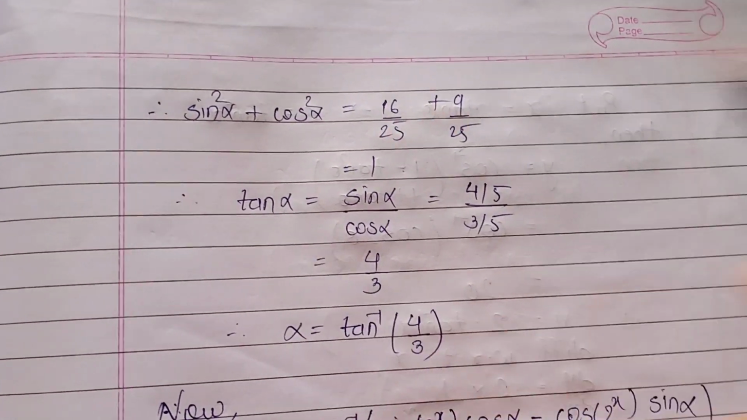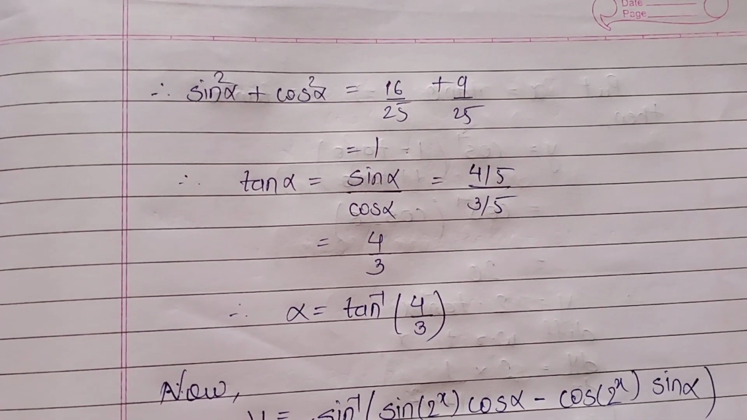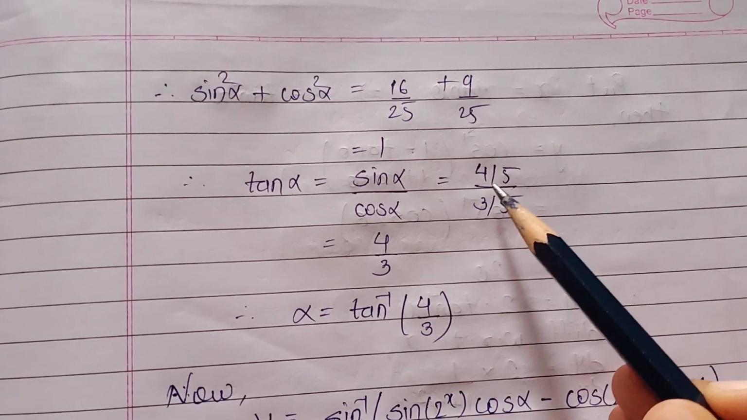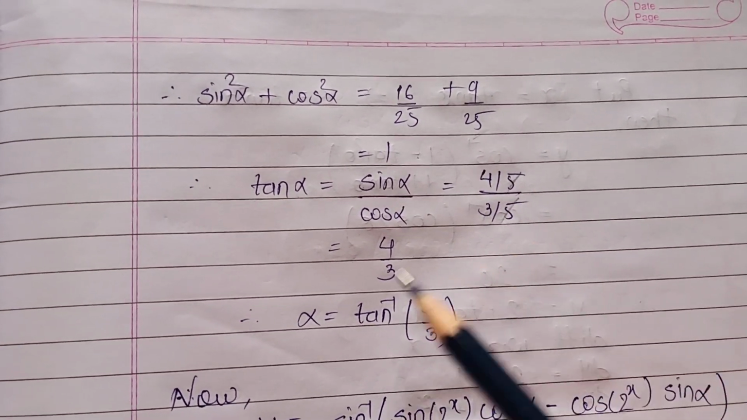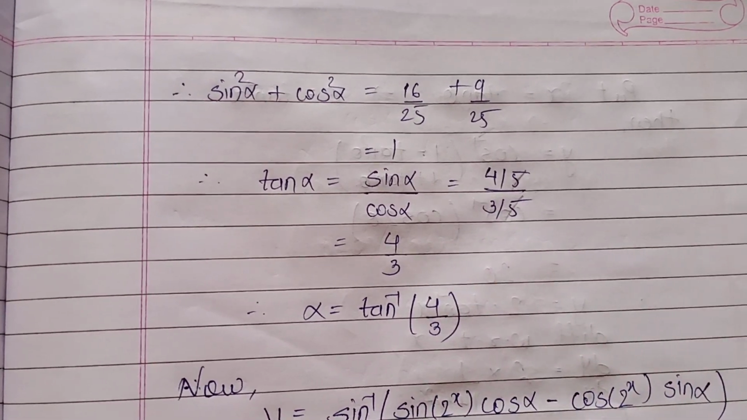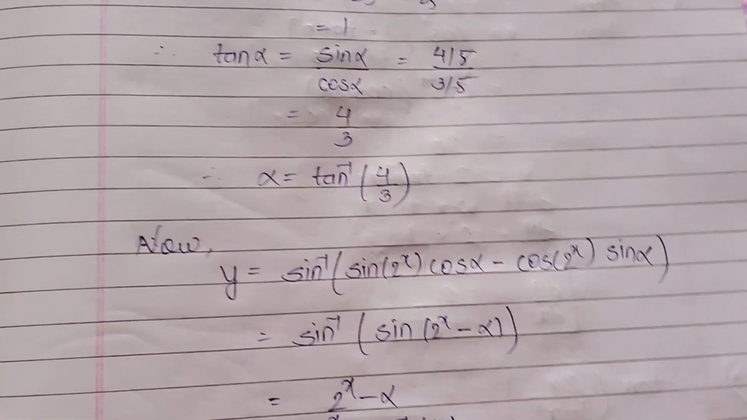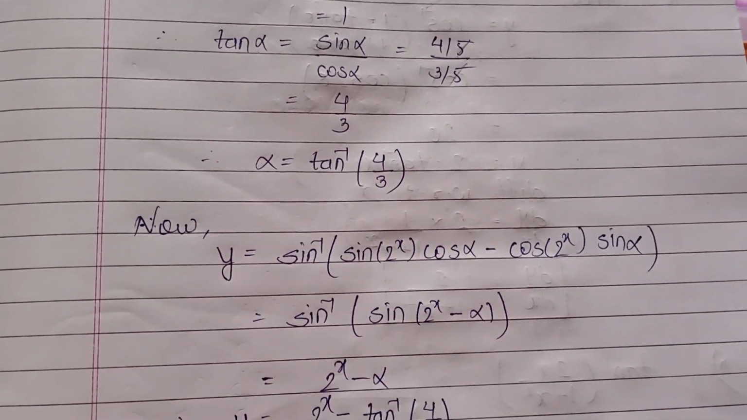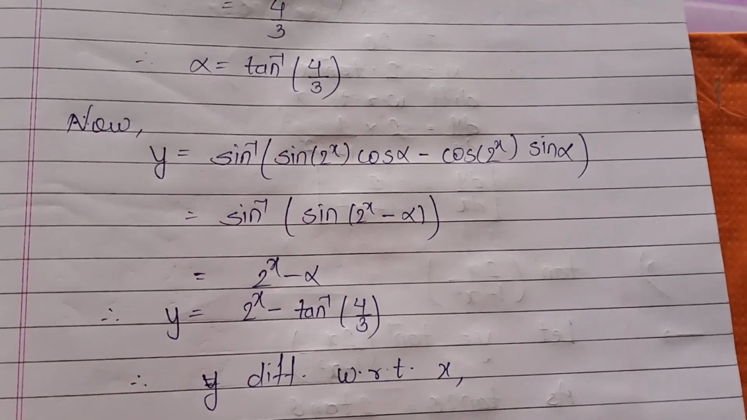And find tan alpha also. So tan alpha is equal to sin alpha upon cos alpha. After cancelling this 5, it will be 4 by 3. Means alpha we got as tan inverse of 4 by 3. So it is also a simple, similar format.